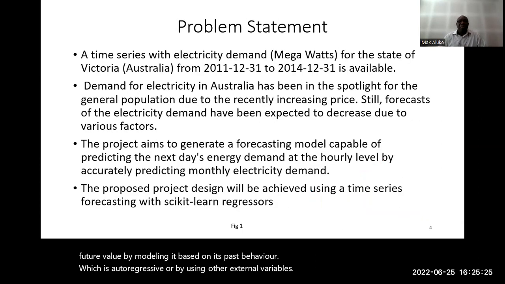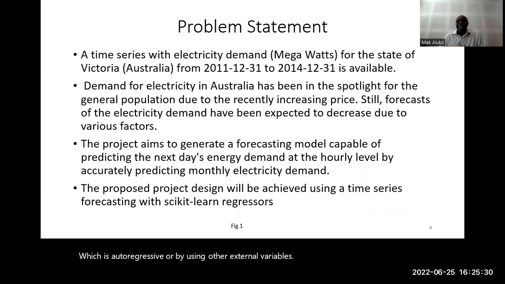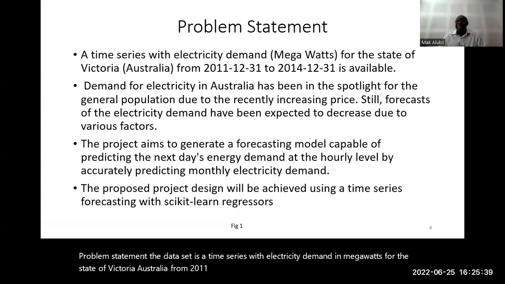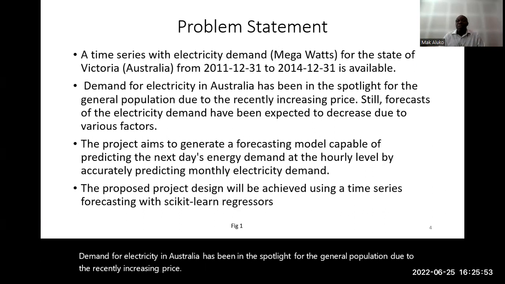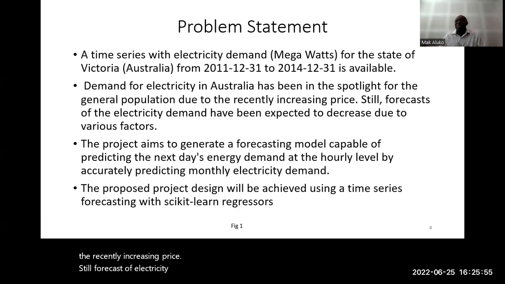Problem statement. The data set is a time series with electricity demand in megawatts for the state of Victoria, Australia, from 2011 to 2014. It's available for this project. Demand for electricity in Australia has been in the spotlight for the general population due to the recently increasing price. Still, forecasts of electricity demand have been expected to decrease due to various factors.